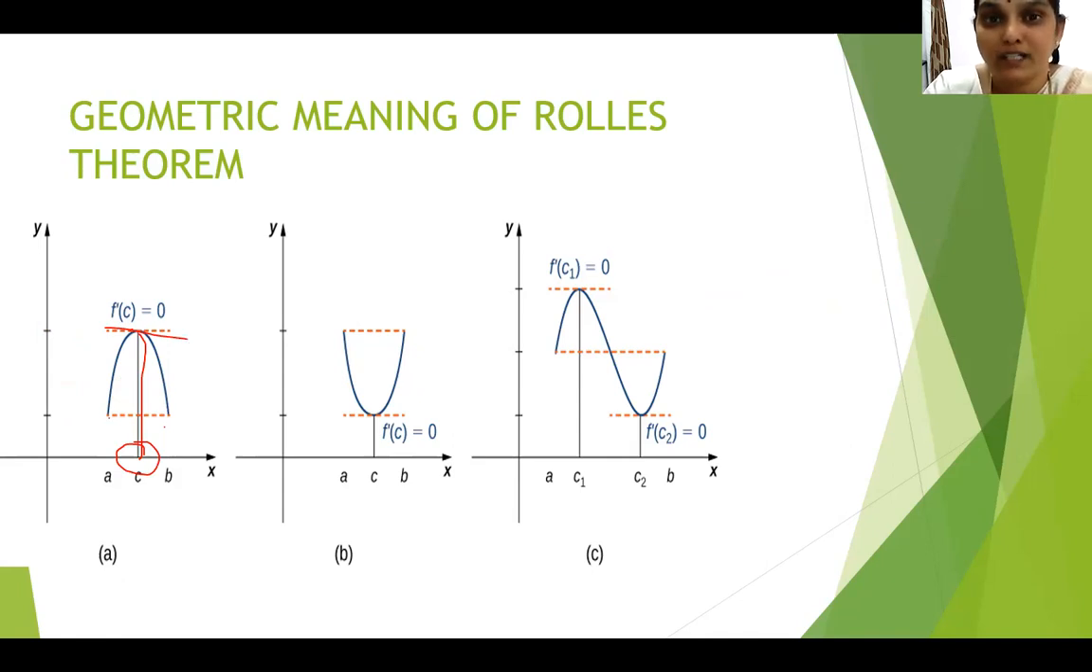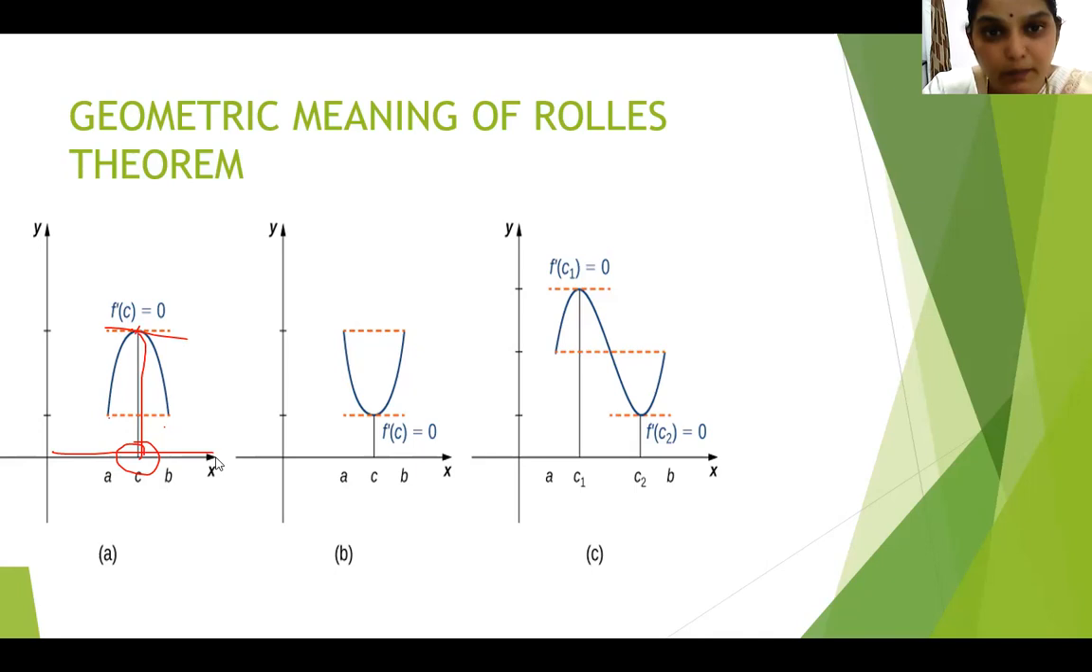What does that dy by dx indicate? Slope of a curve. Dy by dx equal to 0 means the slope of the tangent drawn to that curve at a particular point becomes equal to 0. Once the slope becomes equal to 0, how will that line be? That line will be parallel to the x-axis.